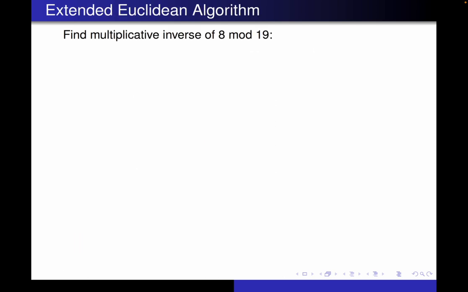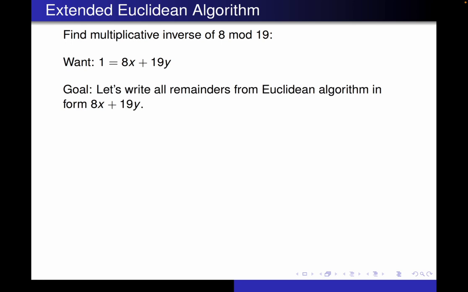Well, let's see if we can. So we want to find the multiplicative inverse of 8 mod 19, trying to use the Euclidean algorithm. So this is what we're looking for: 1 equals 8x plus 19y. 1 is one of the remainders that we get from the Euclidean algorithm. Let's see if we can write all the remainders from the Euclidean algorithm in the form 8x plus 19y and eventually get ourselves down to 1.